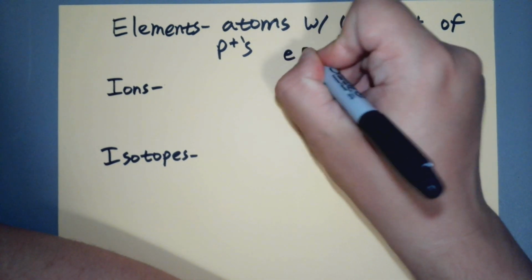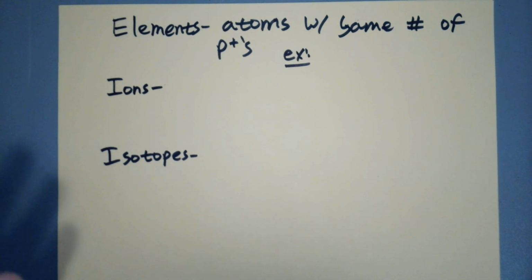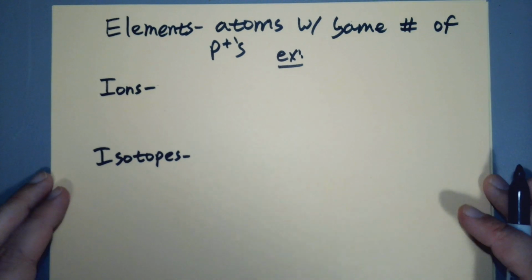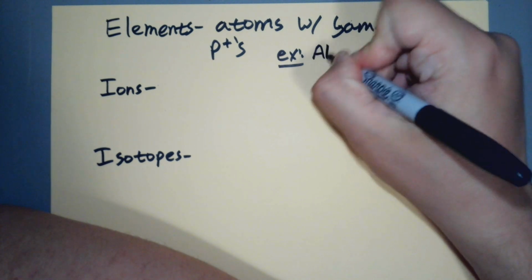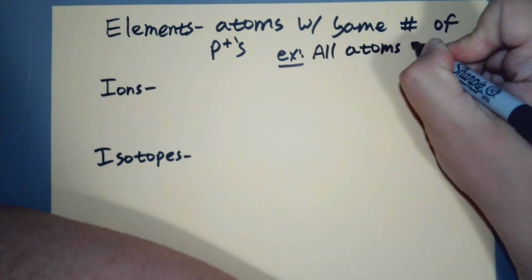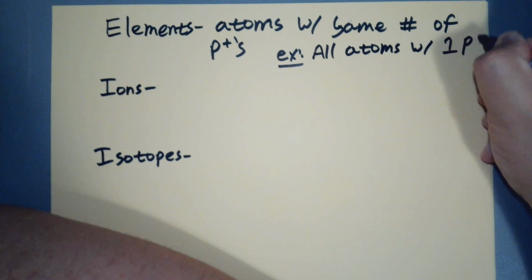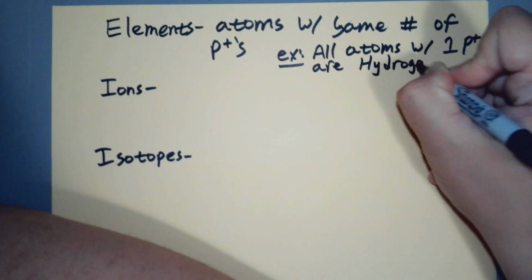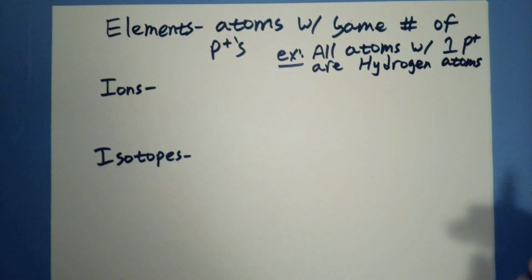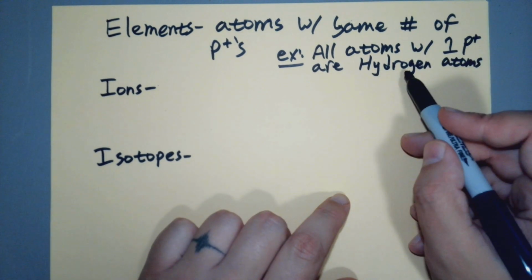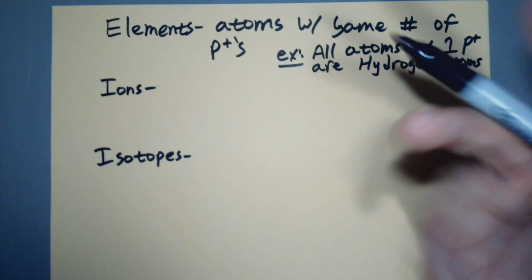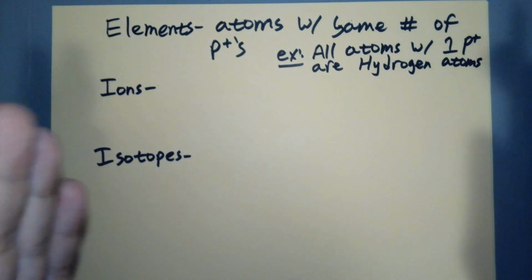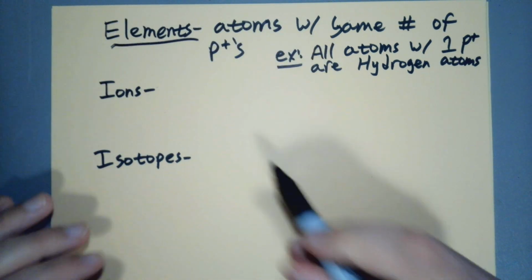So, for example, every element has a name. There's a periodic table of elements that's the key to this. We'll talk about that in the next section more. But just for example, all atoms with one proton are hydrogen atoms. That's the name of the element. They're all the same element. That element is called hydrogen. If they have two protons, well, they're not hydrogen. And if you look at your periodic table, you can see that they're helium. And so that's what elements are.